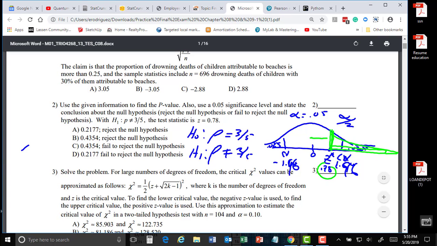And here's 0.2177, and here's 0.2177. Did we fail to reject? There's a trick with this one, I remember. Right, you got to double it. Double it. Now, do we accept or fail to reject? Reject or fail to reject?